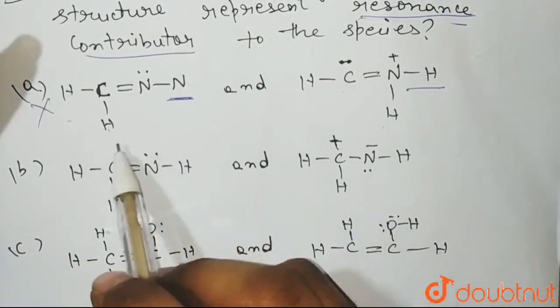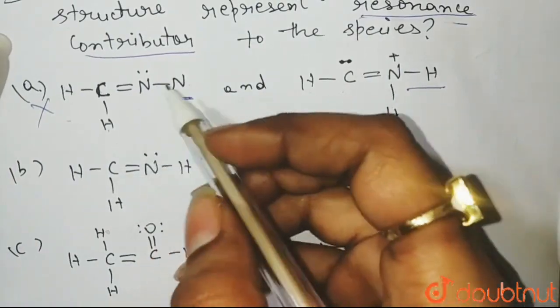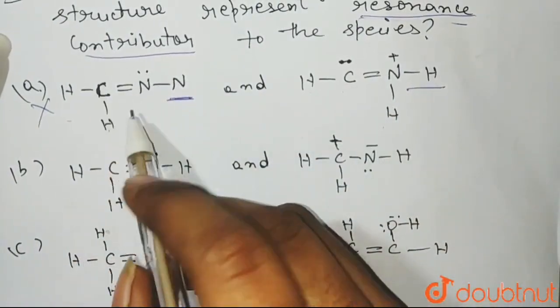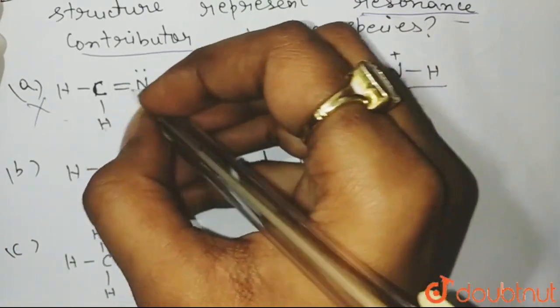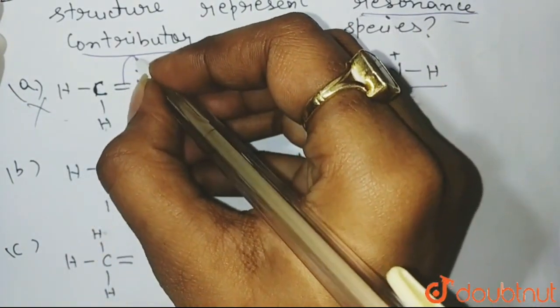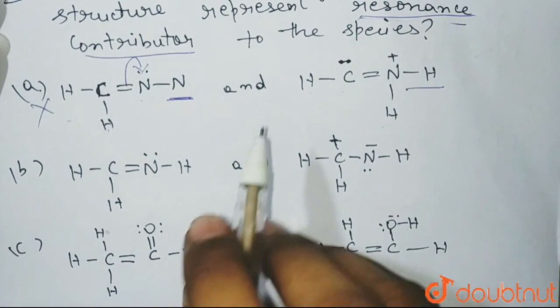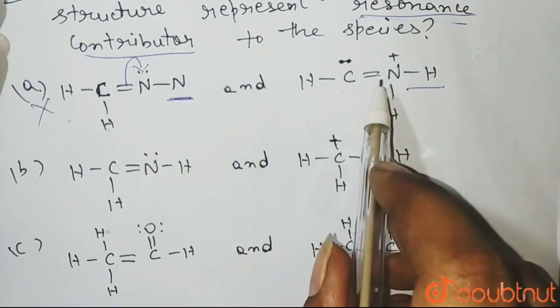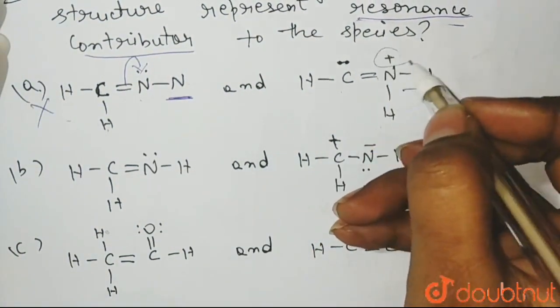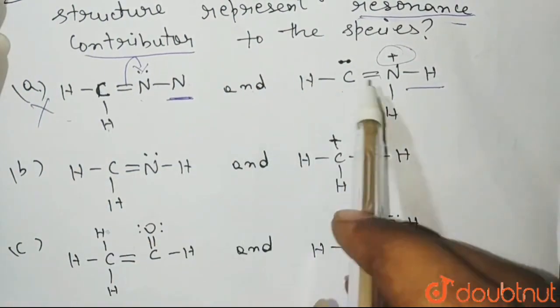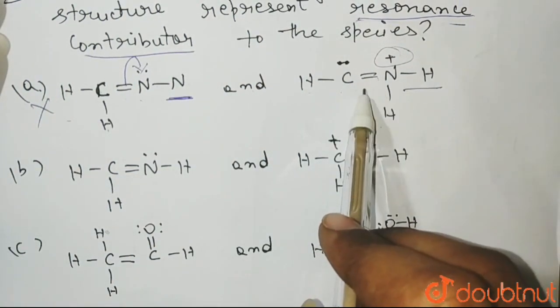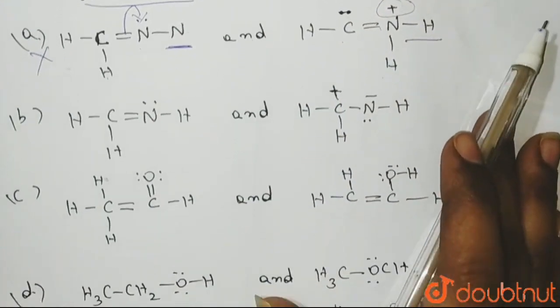But if you see this option, we know that nitrogen is more electronegative. If we have to break the pi bond, this pi bond will go to this nitrogen. Then your nitrogen should get a negative charge, whereas it is getting here a positive charge, which is again incorrect. So thus your A option is incorrect. These are not the correct resonating structures. Alright, now let's see the B.